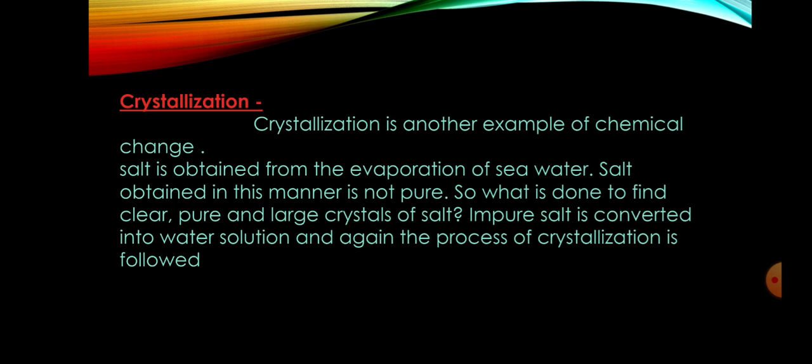Crystallization is another example of chemical change. Salt is obtained from the evaporation of seawater. Salt obtained in this manner is not pure. So what is done to get clear, pure, and large crystals of salt? Impure salt is dissolved in water again, and again the process of crystallization is followed. So crystallization is very simple.